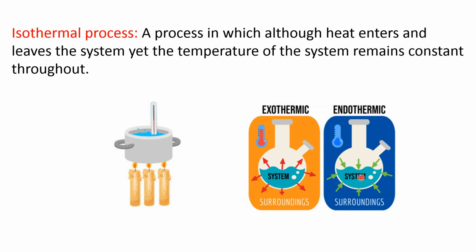So what is an isothermal process? A process in which although heat enters and leaves the system, okay, here heat is leaving the system, here heat is entering, but the temperature remains constant throughout the process. That means there is no change in temperature, or we can say the change in temperature is zero. So in an isothermal process, change in temperature is zero.